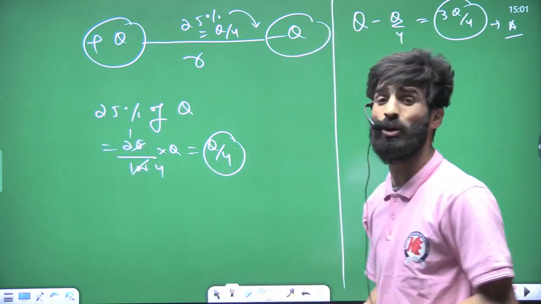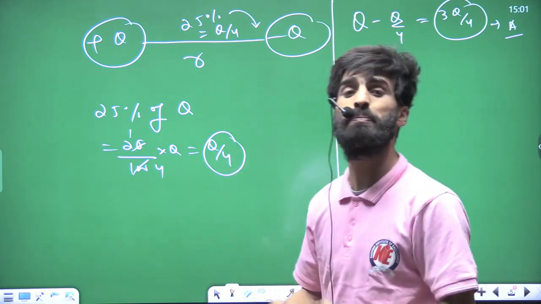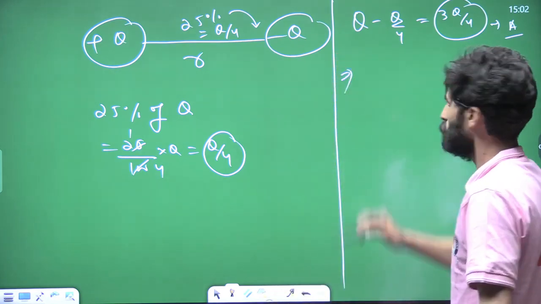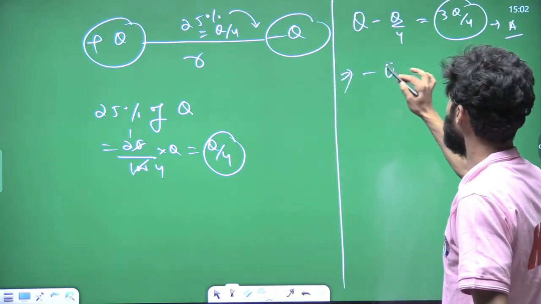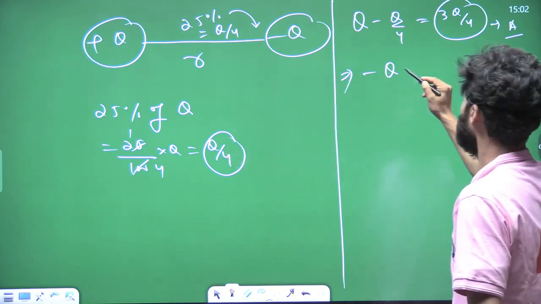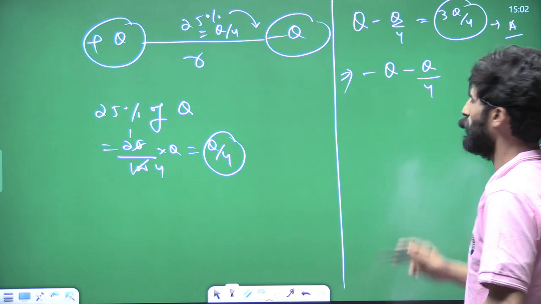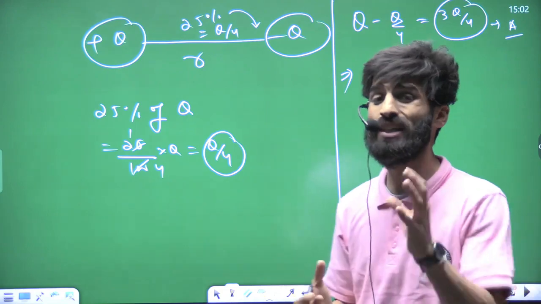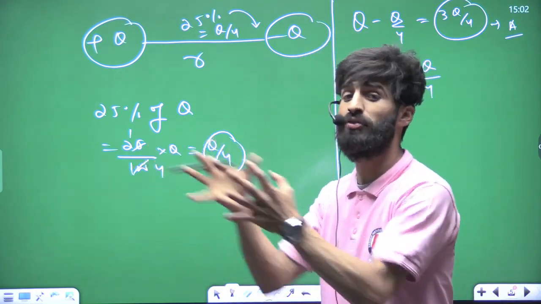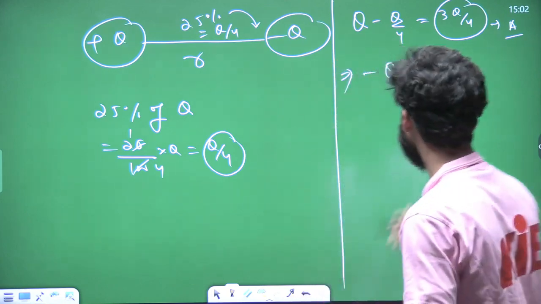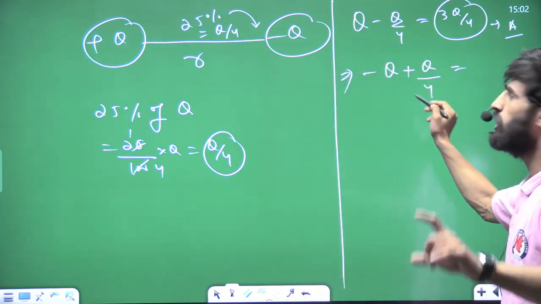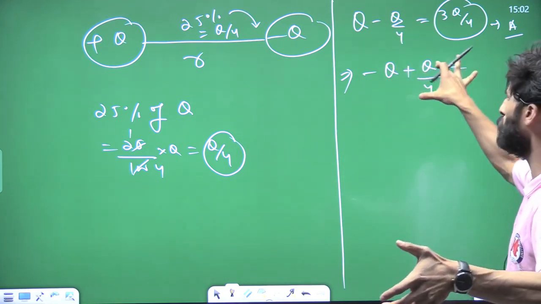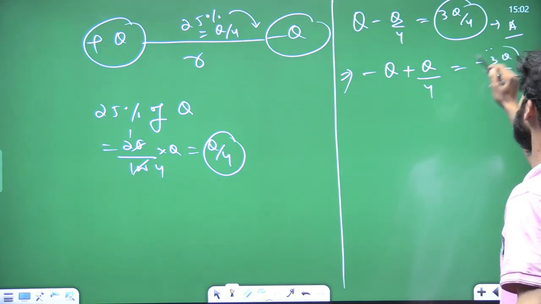Now the charge on the second body, that's minus q. After getting 25%, how much charge is it going to have? After receiving the charge of 25%, that's q by 4, it has minus q, and after getting the charge, plus q by 4. So minus q is getting the charge of 25%, that's q by 4. We are going to have minus 4q plus q, that is minus 3q by 4.